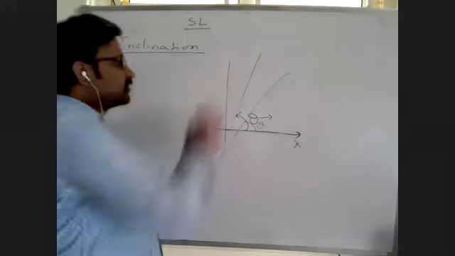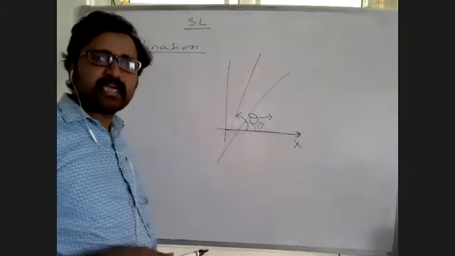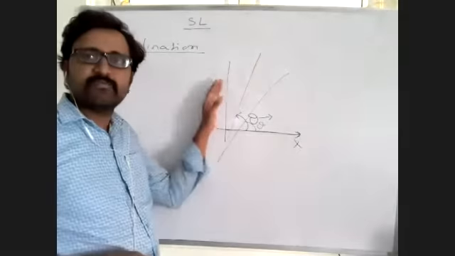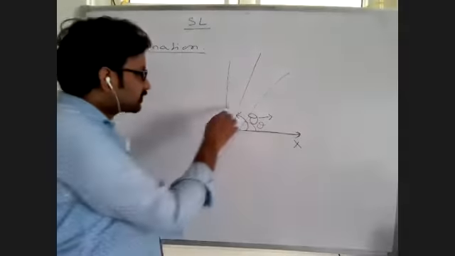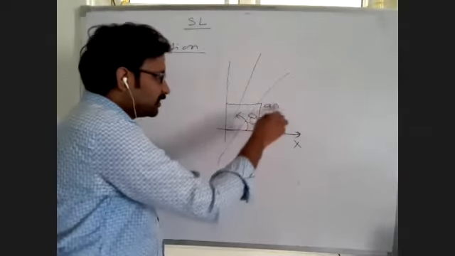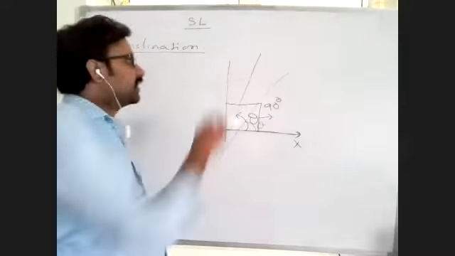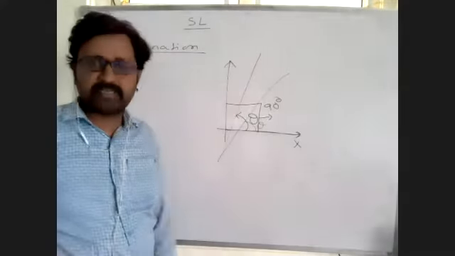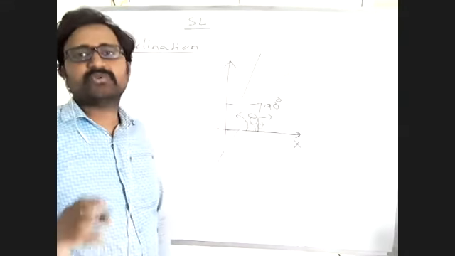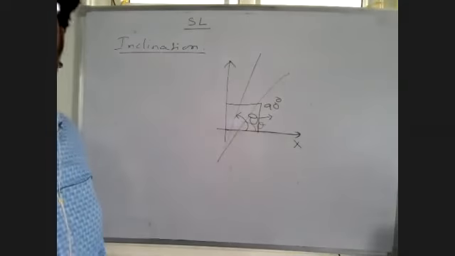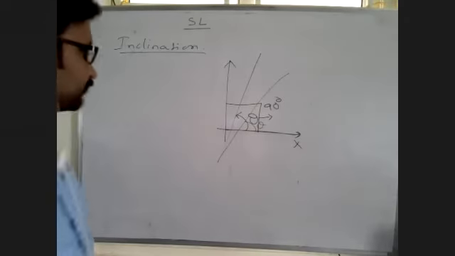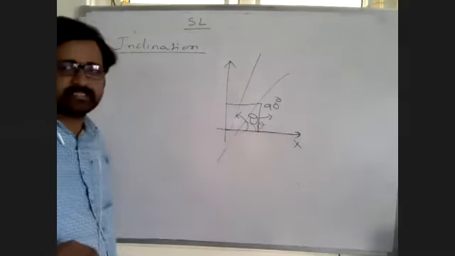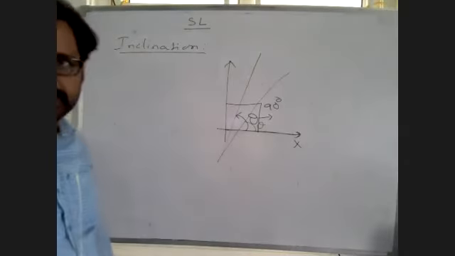And the inclination of the y-axis: what is the angle which the y-axis makes with the x-axis? That is clearly 90 degrees. So the inclination of the y-axis is pi by 2, 90 degrees. The x-axis inclination is 0, the y-axis inclination is 90.